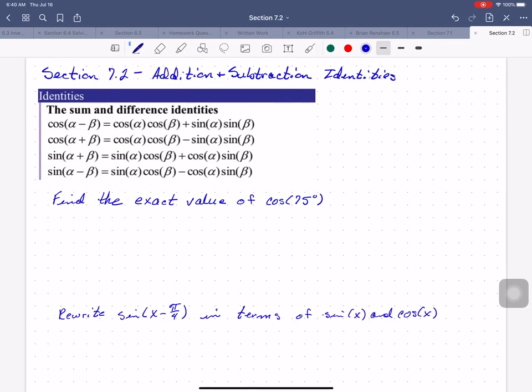I'm going to come back in the next video and I'm going to show you how we use these identities to carry out these examples that I've put up on this screen.